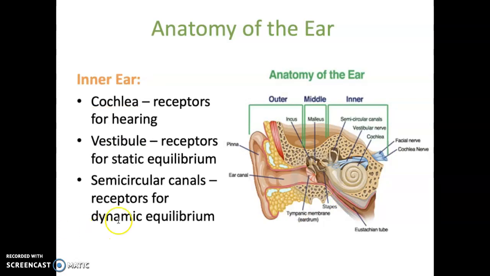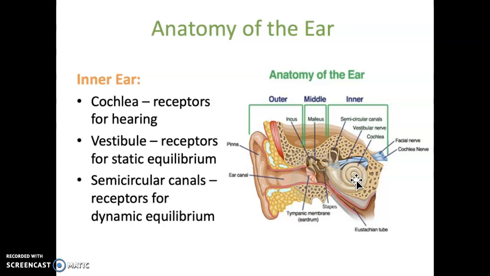The vestibule is the rounded area located here that contains receptors for static equilibrium, and the semicircular canals, which kind of extend off of the vestibule. These are 3 canals that contain receptors for dynamic equilibrium.